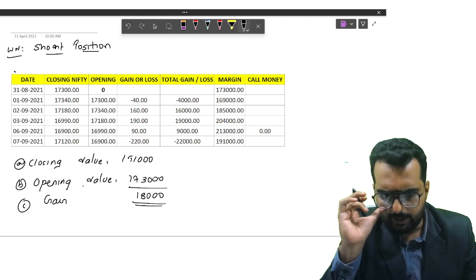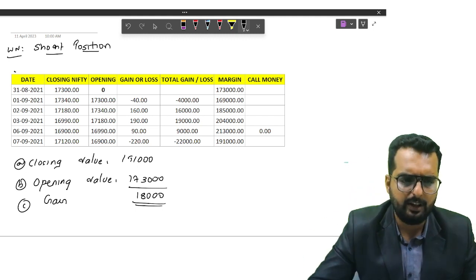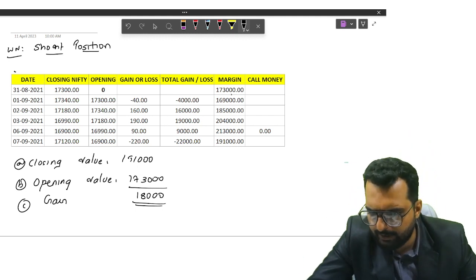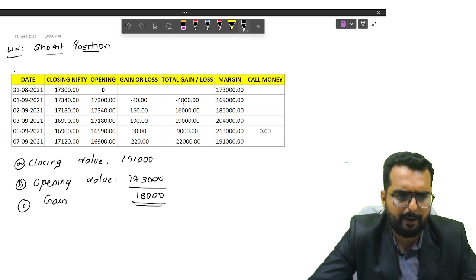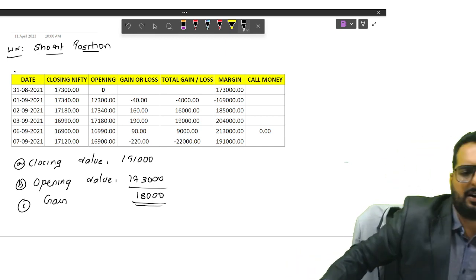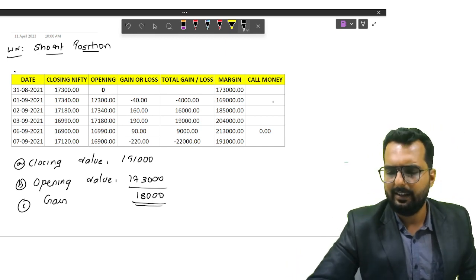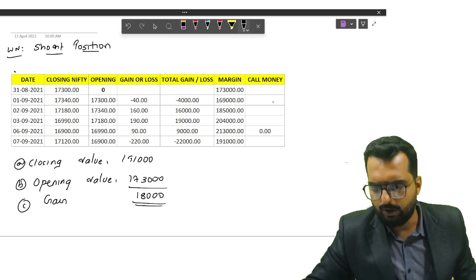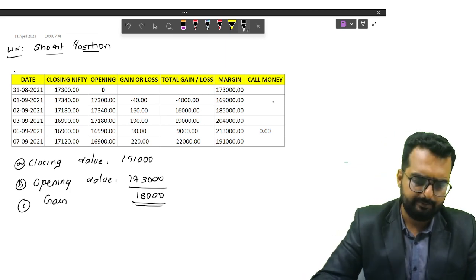You have a doubt? Can you tell me how I got 1,69,000? See, my opening margin is how much, Sushmit? 1,73,000. My loss is how much? 4,000. So what is 1,73,000 minus 4,000? I will automatically get a closing value margin of how much? 1,69,000. Are you clear with this part now, Sushmit?